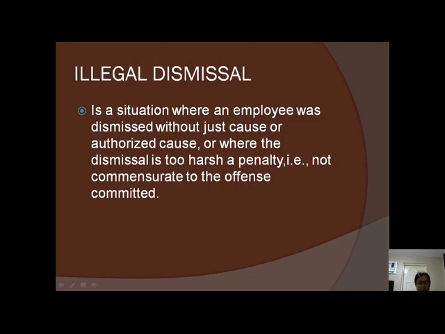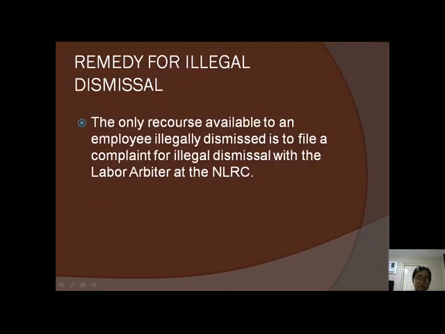Like for example, if the employee goes absent for an emergency reason, and that's the first time the employee was absent, and when he returned back to work, he was terminated. So that can be considered illegal dismissal. In other words, the penalty of termination is not commensurate, no, to the offense committed. So what is the remedy for illegal dismissal?